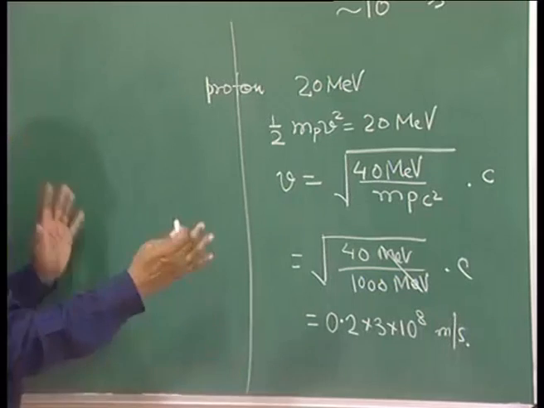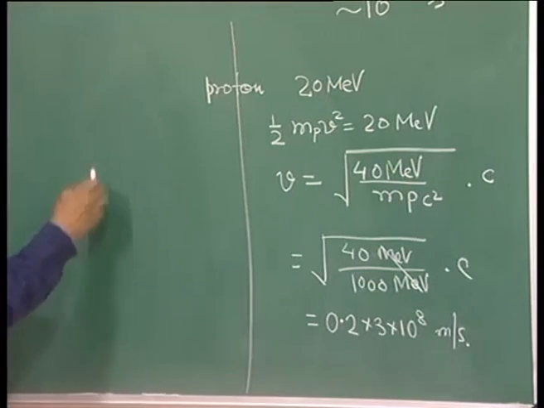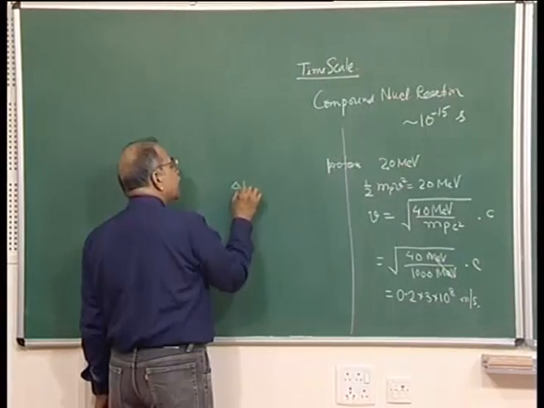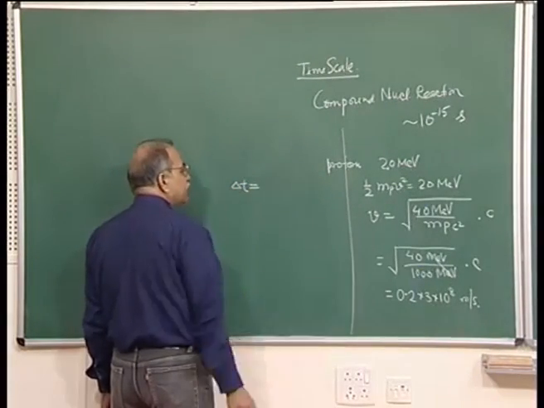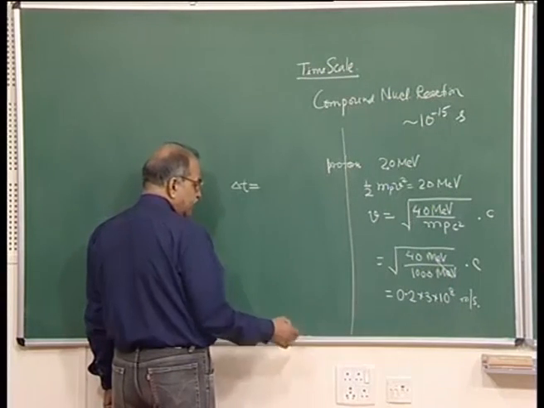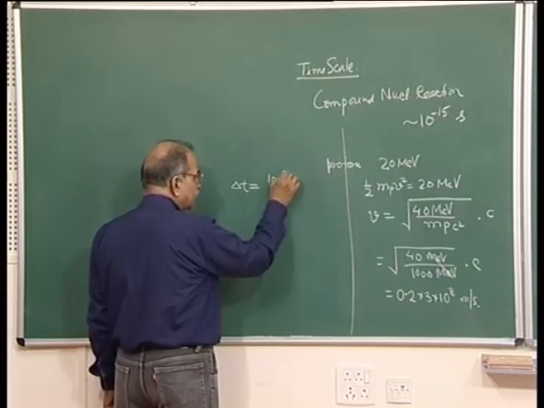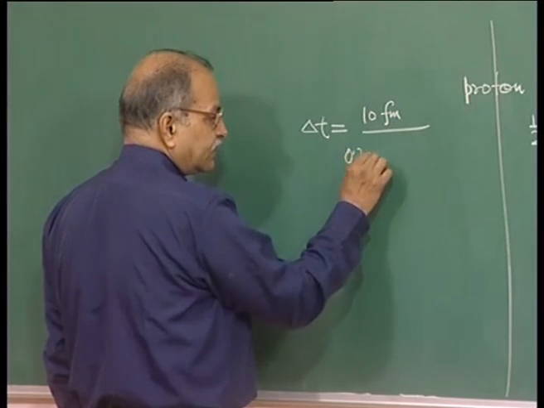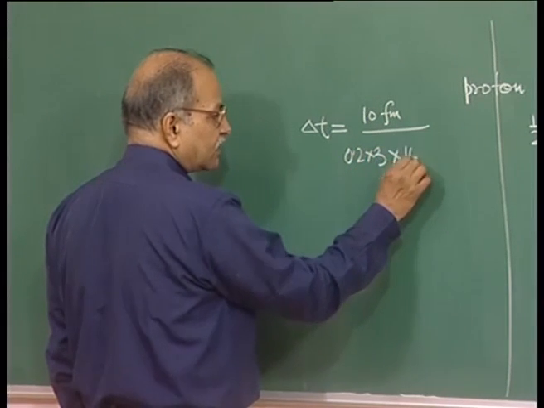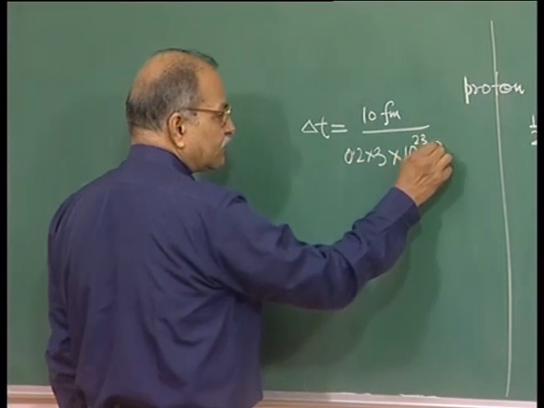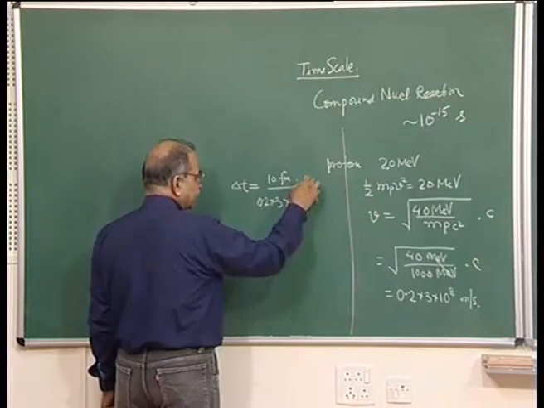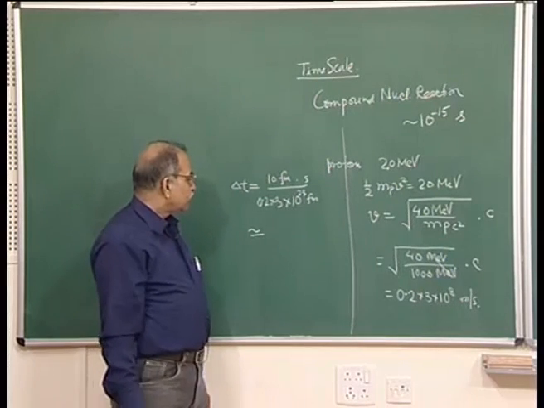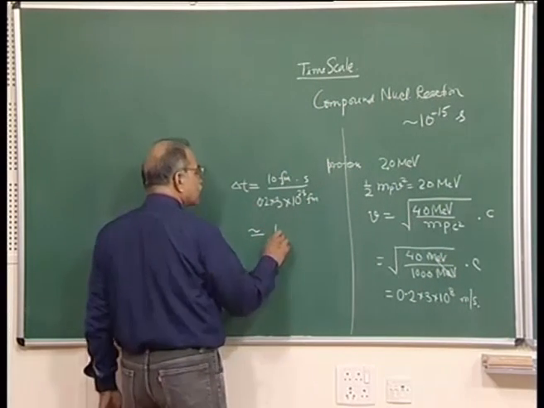If I take the nuclear size to be, let us say, 10 femtometers, the time taken by this particle to cross that nucleus will be 10 femtometers divided by 0.2 times 3 times 10 to the power 8, which is 10 to the power 23 femtometers per second. So, this is going to be approximately 10 to the power minus 22 seconds or so.